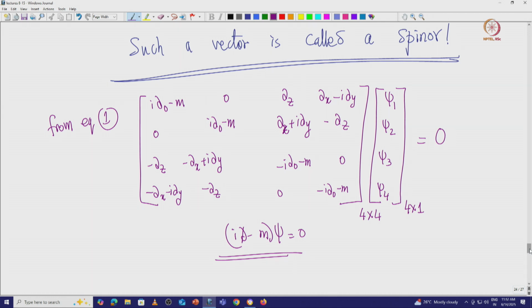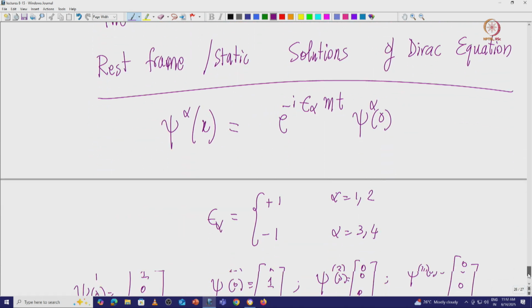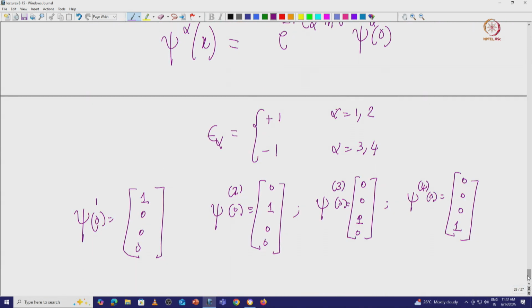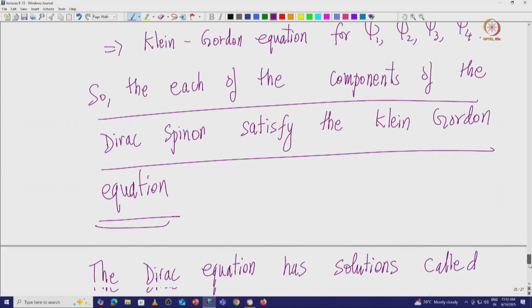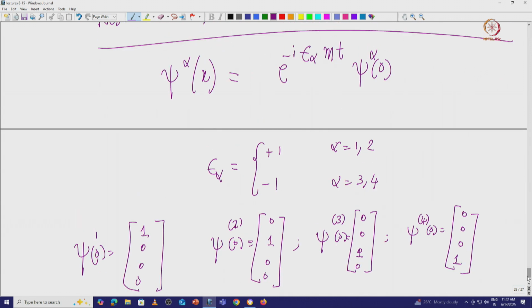There will be four classes of these components. Each of these components will have a rest frame solution which is called psi 0. So psi 1 of 0 is equal to 1, where the first component is 1 and all the rest of the components are 0. Psi 2 of 0 means psi 2 becomes active and all the rest become 0. Psi 3 of 0 has the third one active, it becomes 1, and psi 4 is essentially for the fourth.